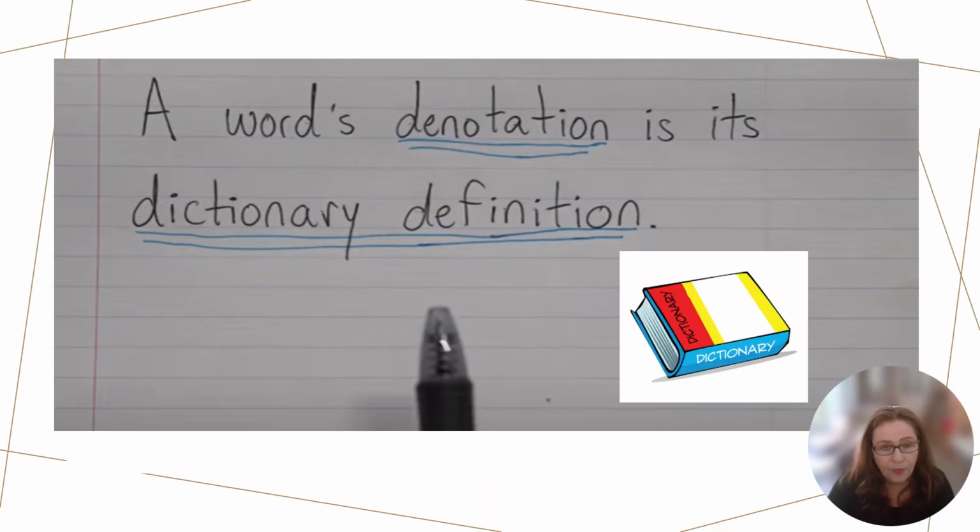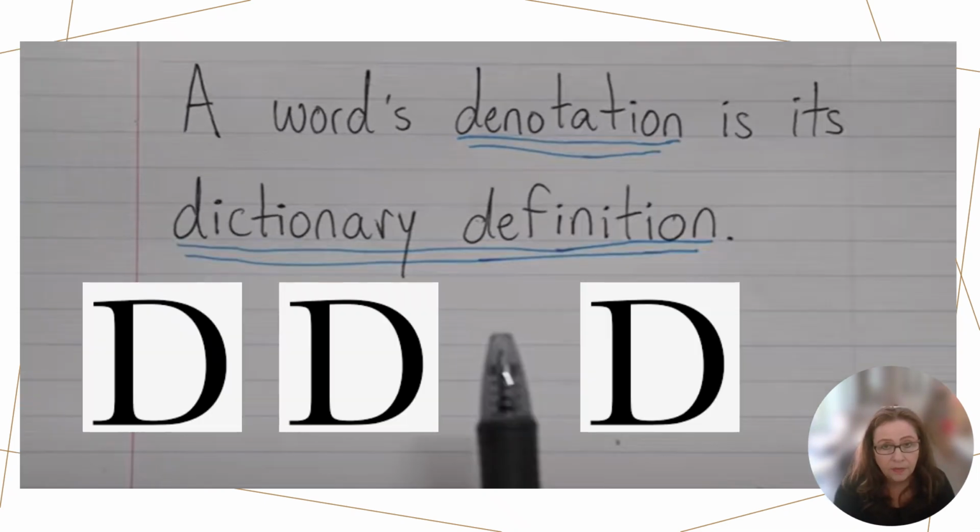So once again, the denotation of a word is simply that word's dictionary definition. Think dictionary. Denotation starts with the letter D. Dictionary starts with the letter D. And definition starts with the letter D. So it should be pretty easy to remember denotation. Denotation equals dictionary definition.